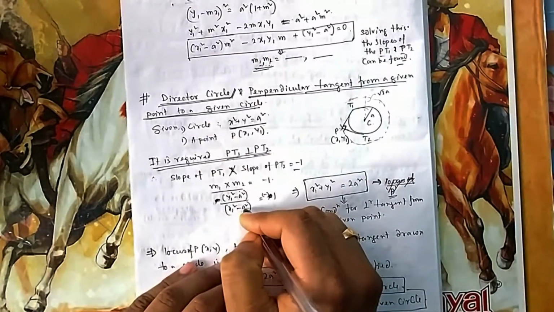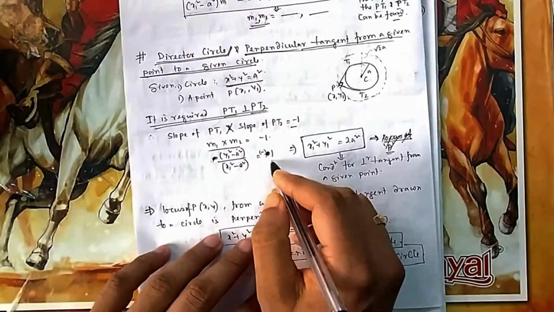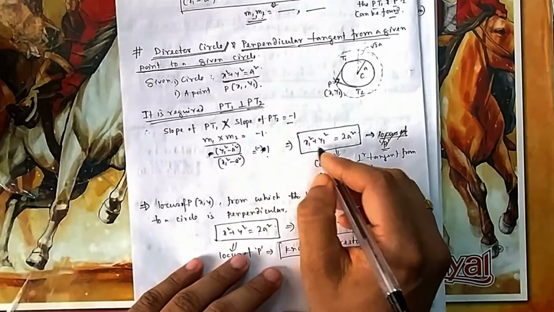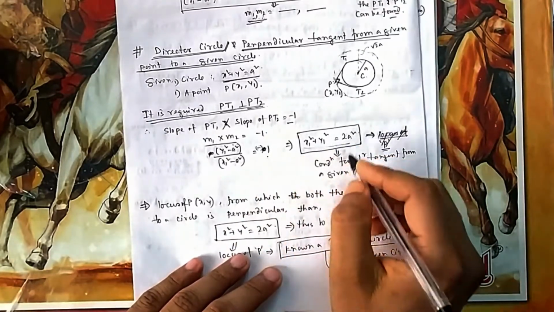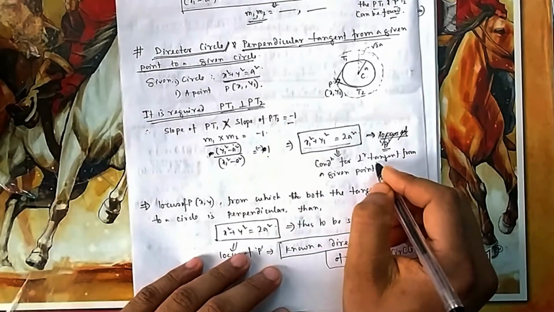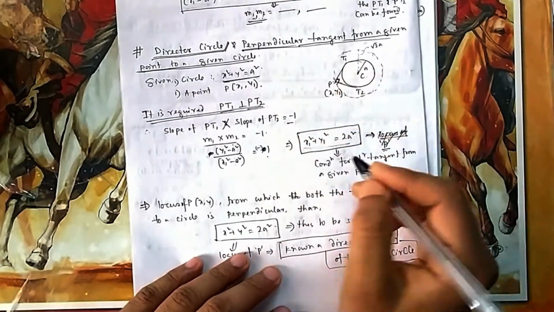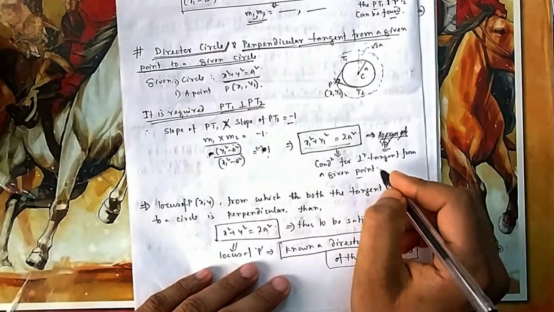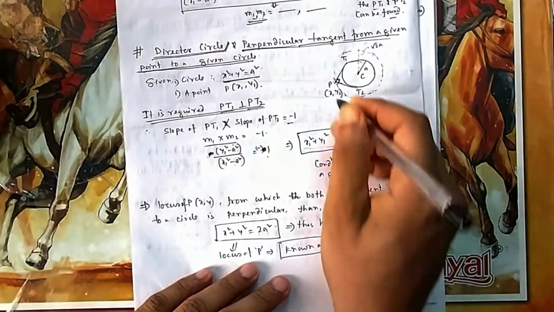So C by A, and this product should be equal to minus 1. That means this condition should be satisfied. If this condition is satisfied, then the tangents you draw from P will obviously be perpendicular to each other. So this is the condition for perpendicular tangents from a given point.